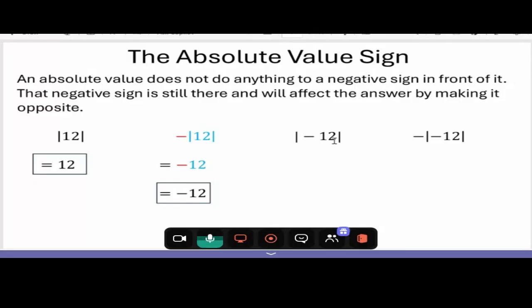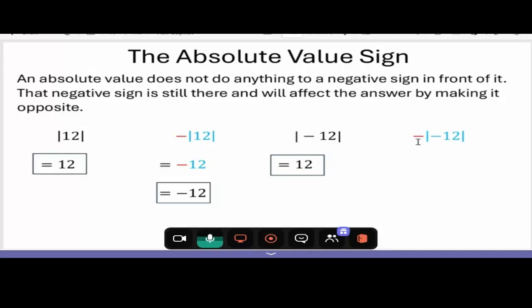Next one, we've already done one like this. The absolute value of negative 12, well, it just makes whatever's inside of it positive, so that's 12. But then again, look at this last one. We have negative, the absolute value of negative 12. Some people will look at that and say, oh, a negative is a positive. No, careful. We have to work out the absolute value first.